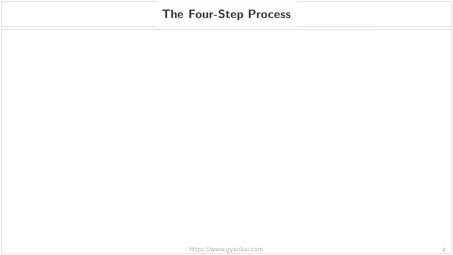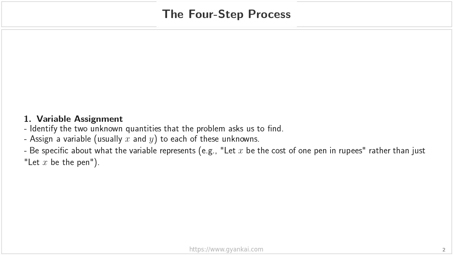The four-step process. Now that we understand that real-world problems require us to build our own mathematical models, let's look at the specific roadmap we will use. To solve these problems effectively, we follow a structured four-step process. First, we have variable assignment. Before you start calculating, you must identify the two unknown quantities the problem is asking you to find.